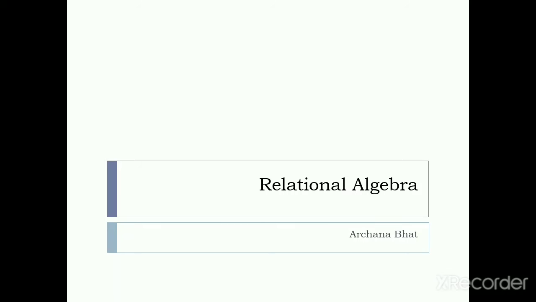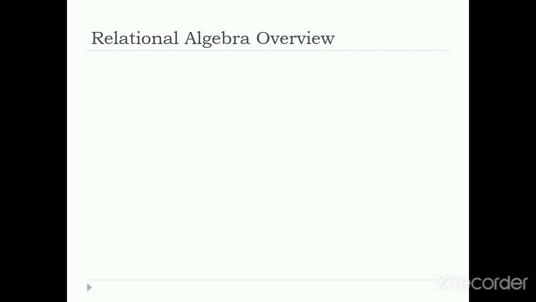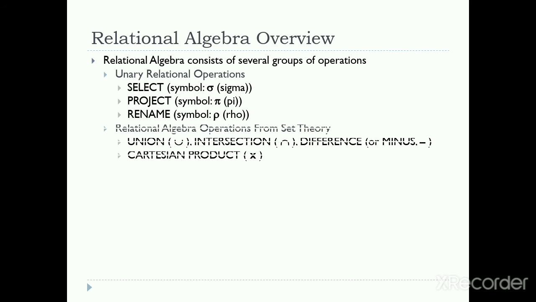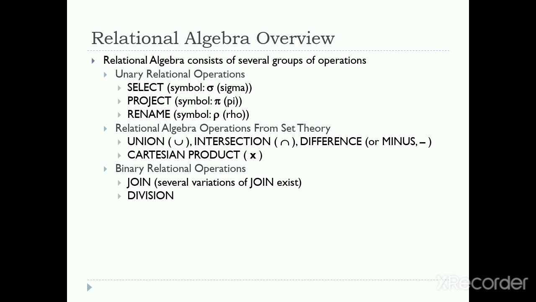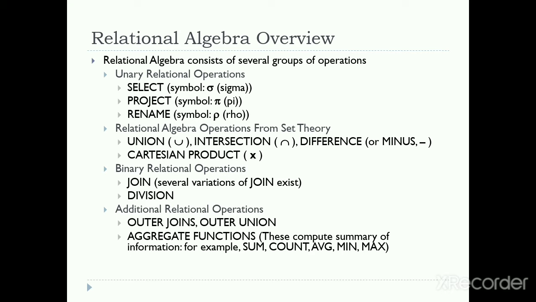Hello everyone. In this lecture we'll continue with the relational algebra. In the previous lecture I explained the unary relational algebra operations, and in this one we'll see the relational operations which are based on set theory. Based on set theory we have union, intersection and difference, and the last one is Cartesian product. These four operations come under relational algebra operations from set theory.